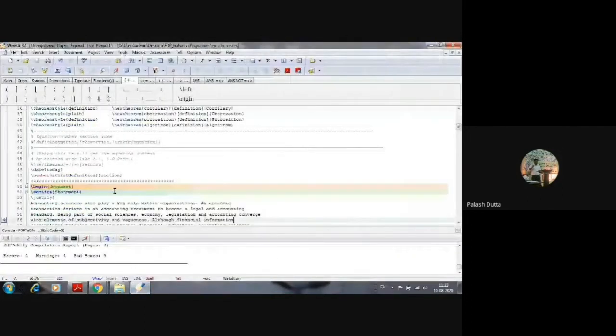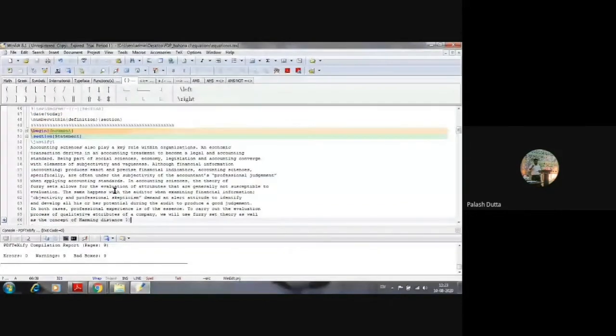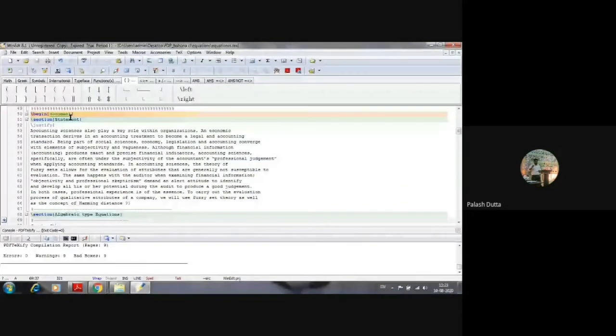See, after begin document we have written here a section statement, then justify. In our last session, we forgot how to justify a paragraph, right? The code is simple, slash justify, and then we write the sentence within the brackets. Then the statement will be justified. So this is the statement we have written.